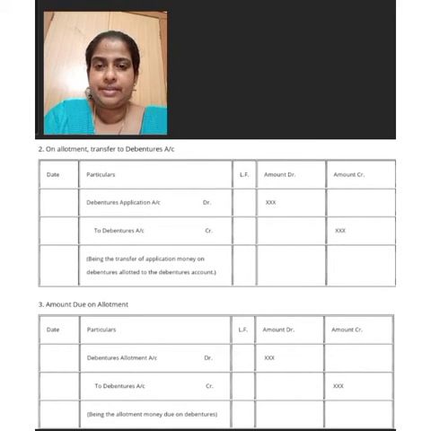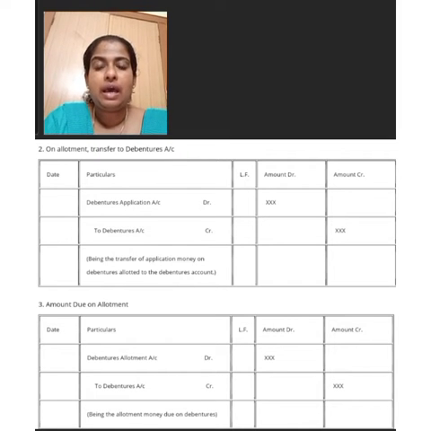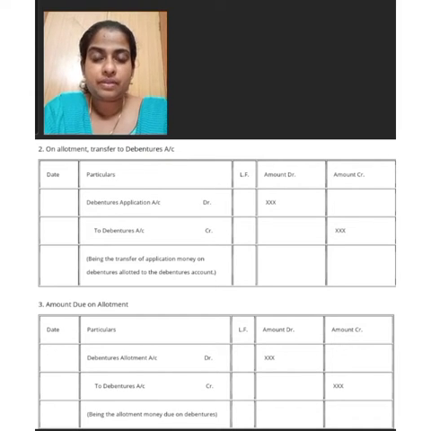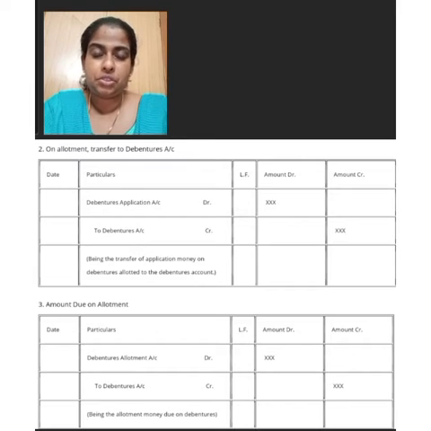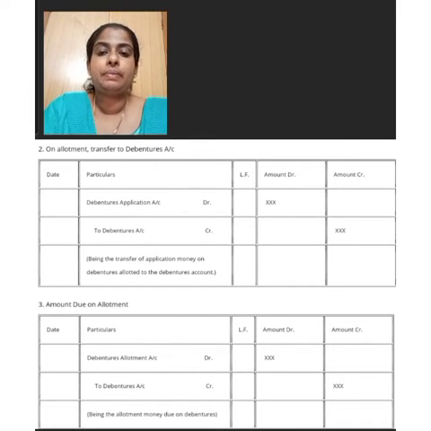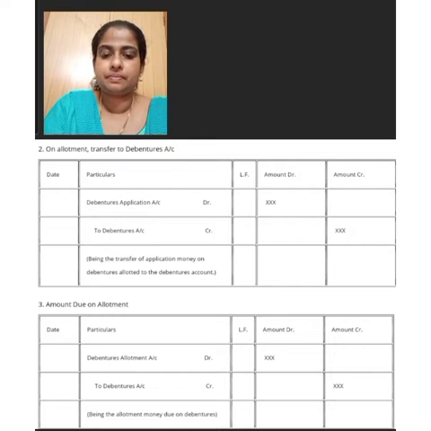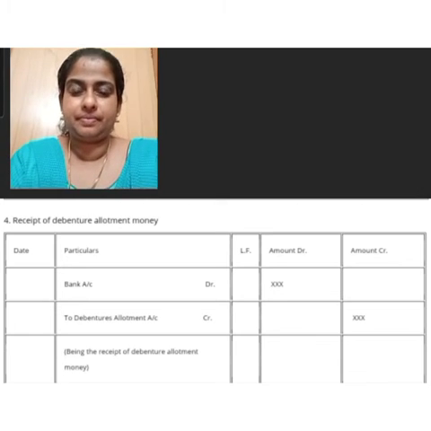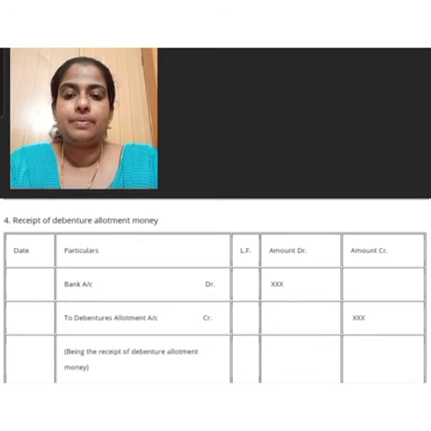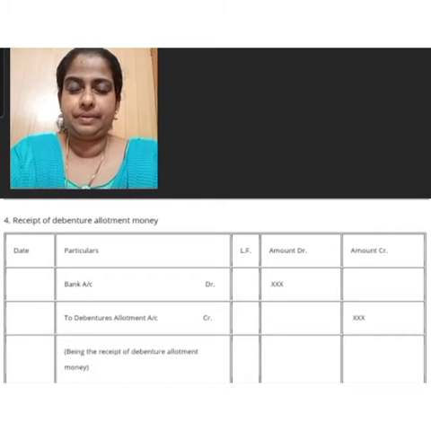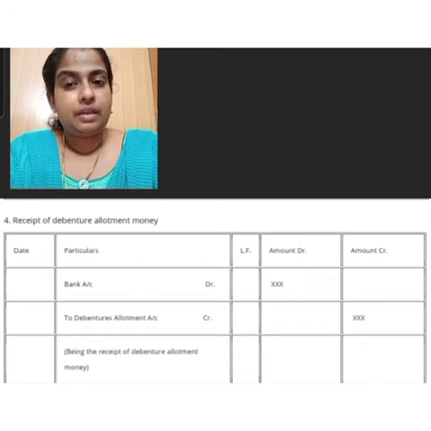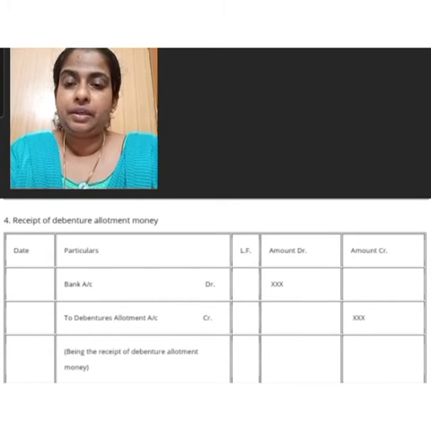After passing this journal entry, next we pass the journal entry for allotment money due. The entry will be Debenture Allotment Account debit to Debenture Account. The amount transferred will be the number of debentures issued, that is 10,000 into allotment money of 30. Next step is to pass the journal entry for allotment money received. The entry will be Bank Account debit to Debenture Allotment Account. The amount will be the number of debentures issued into allotment money.